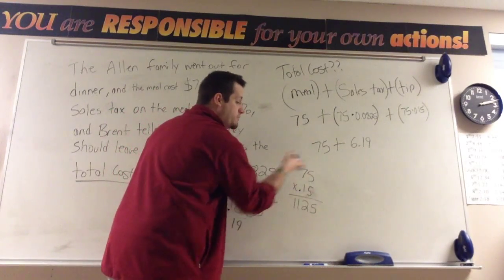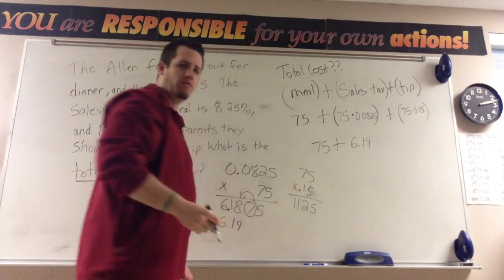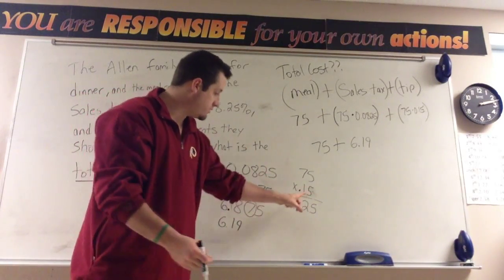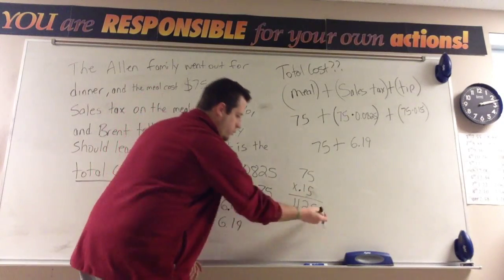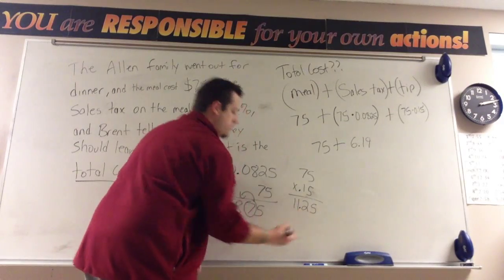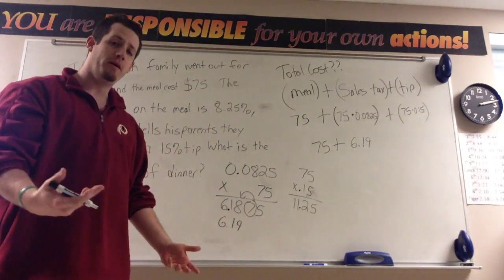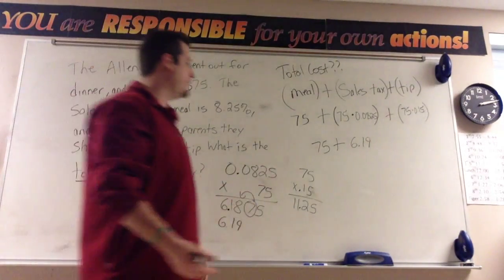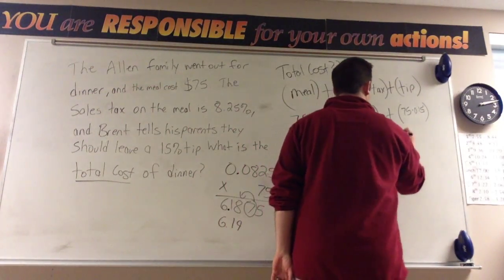Therefore, there are no numbers behind the decimal on this 75. But there are on the 15. There's two because of the 1 and the 5. So where is it going to fall on my answer? Well, 1, 2. 11.25. So what's the tip? How much tip does Brent want his parents to leave? He wants them to leave an $11.25 tip.